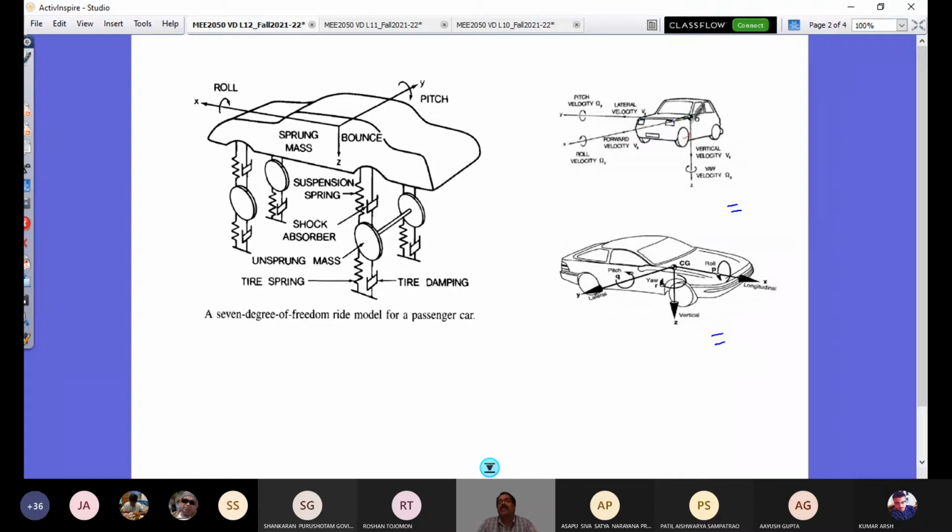So vehicle body slip angle. You would have your forward velocity as well as a lateral velocity component, which are responsible for your centripetal force to maintain the direction of your vehicle in the curve. And of course, you'll have your vertical velocity. That is very important when you look at the vibration of your vehicle. So that is called the bounce mode of your vibration.